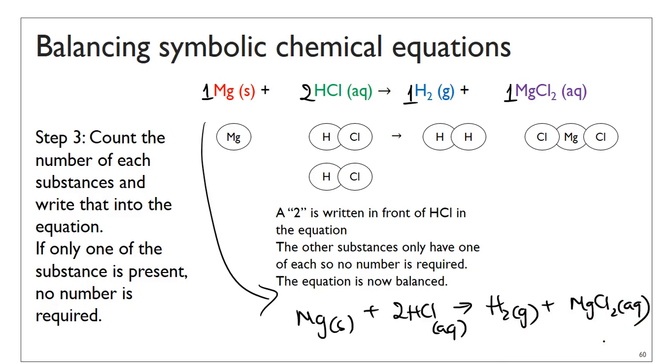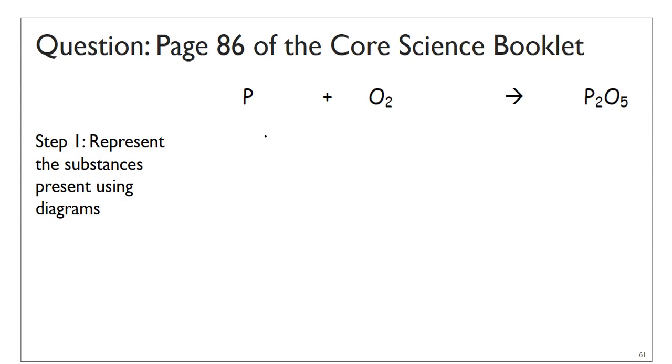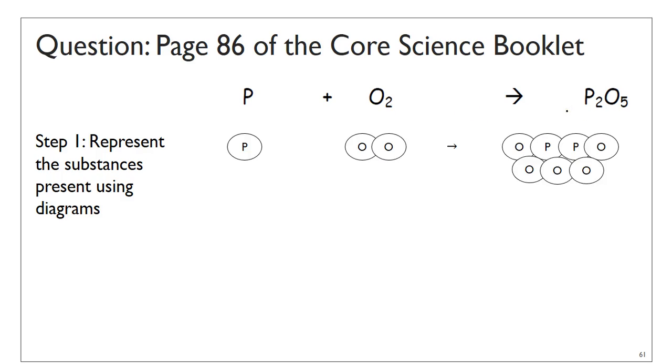Okay, so that's the first example. I'm going to do one more. This question is from page 86 of the Core Science booklet. I think I've set it as homework and a lot of you have done it. Once again, step one, I'm just going to draw little diagrams to show how the atoms are connected together in a molecule. So P is just one of this thing. O2 means you have two oxygen atoms connected together, and P2O5 means you have two phosphorus atoms and 5 oxygen atoms connected together.